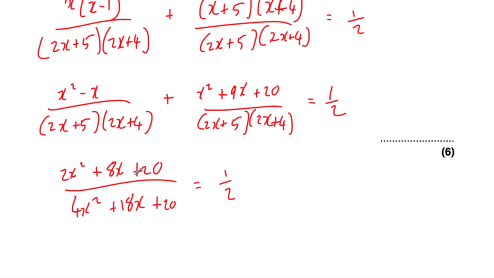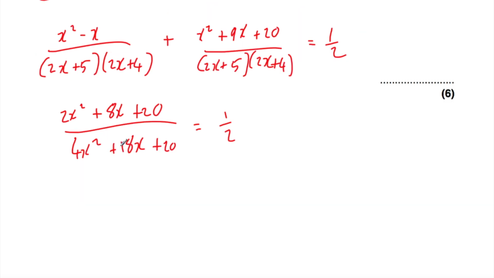Okay, so this is fantastic. We're getting there. We're now going to solve this. One approach would be to times both sides of the equation by 4x squared plus 18x plus 20, and then multiply both sides of the equation by 2.